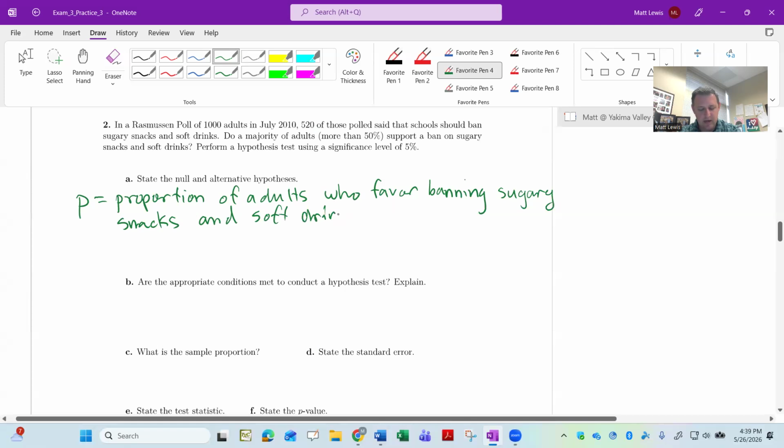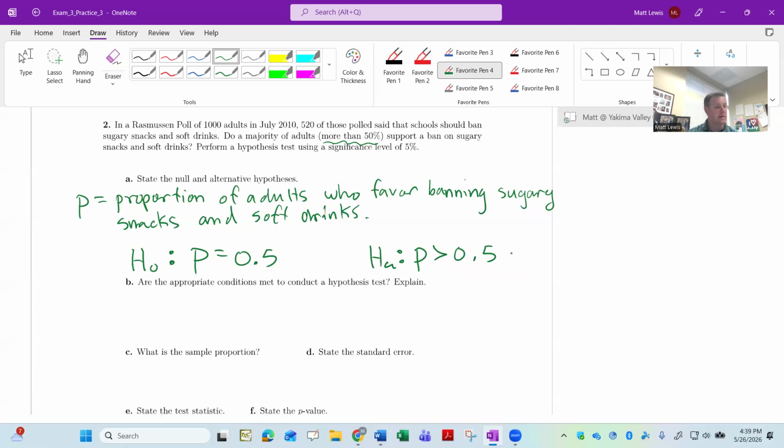Now that I've clearly identified what this P is, it's okay if you just want to write in symbols the null and alternative. That's fine. So we're trying to prove that it's more than 50%. That means we should start by assuming it is 50%, right? Our null hypothesis always contains the equal sign. And my alternative here is that it's more than 50%, so greater than 0.5.